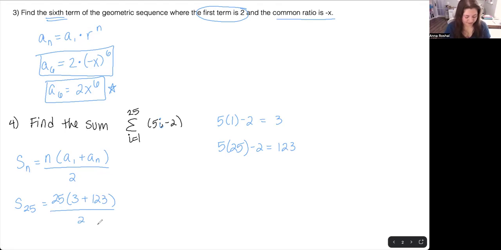So 3 plus 123 is 126, times 25 is 3,150, divided by 2 is 1,575. And then that would be my final sum.